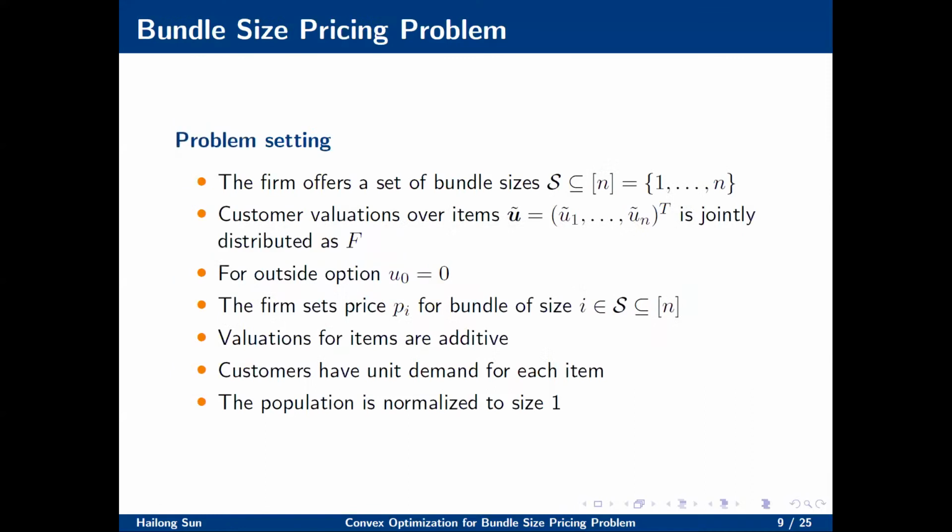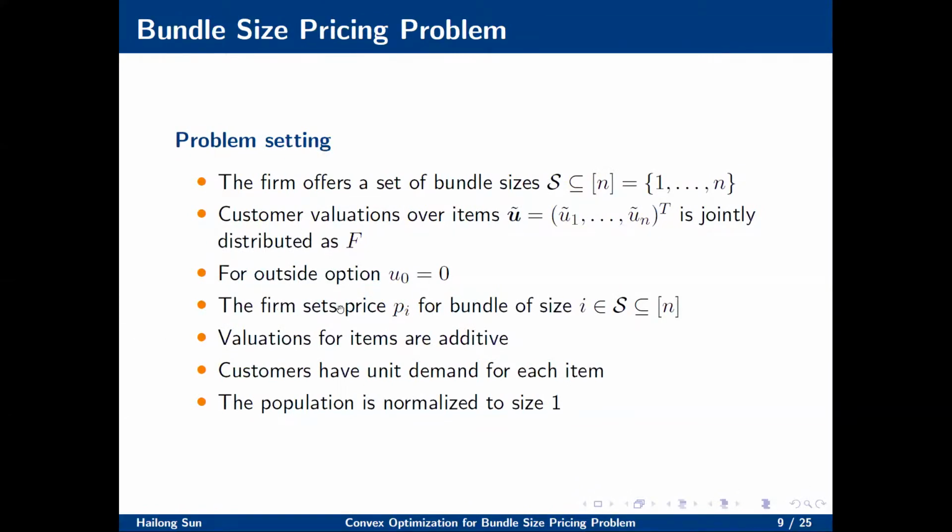Consider a multi-product firm that offers a set of bundles. The bundle size is denoted by the set capital S. Customer valuations of per item are denoted by the vector tilde U, and we denote the distribution of tilde U by F. We assume that the valuation for the outside option is 0.